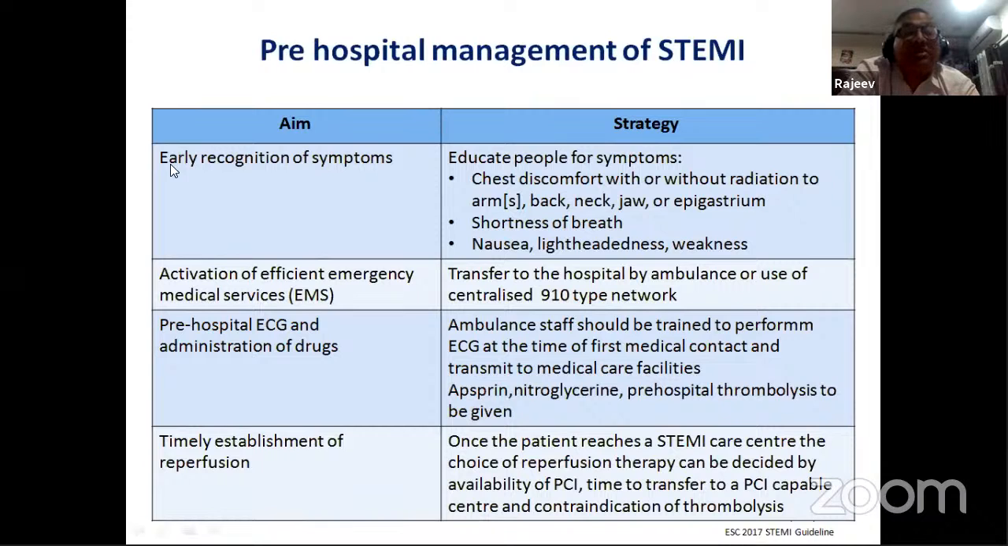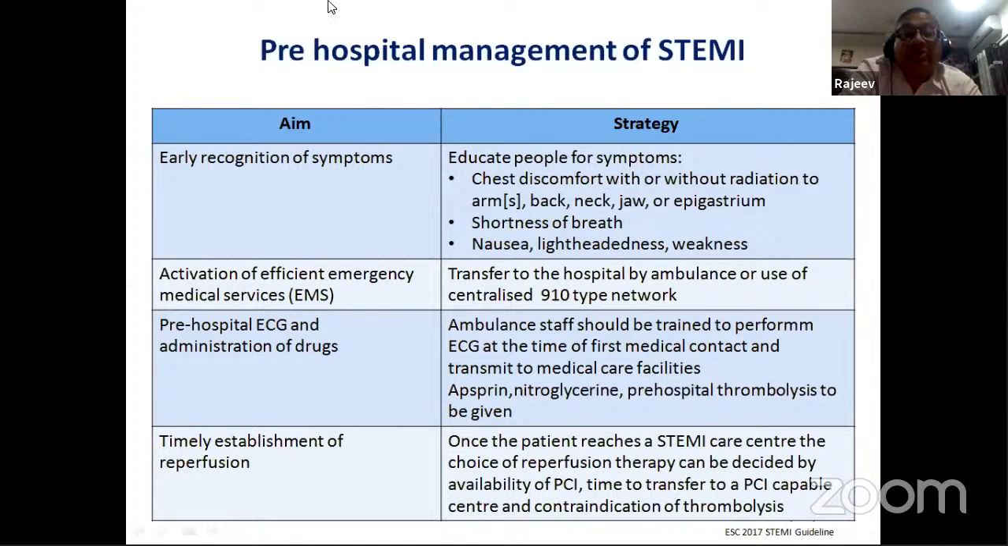Most important is early recognition. Most of us falter here. They think it is acidity or some muscular pain, and almost the golden hours are lost in recognizing the problem itself. So most important is we have to educate our people about the symptoms through various methodologies, most commonly the media and news, print media and electronic media.